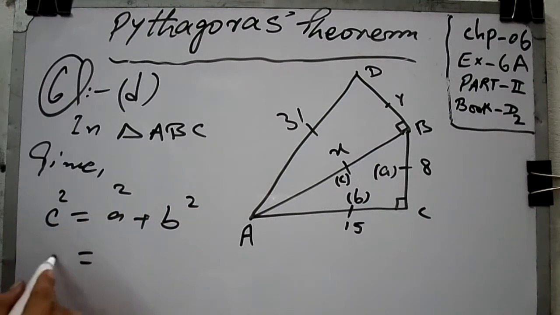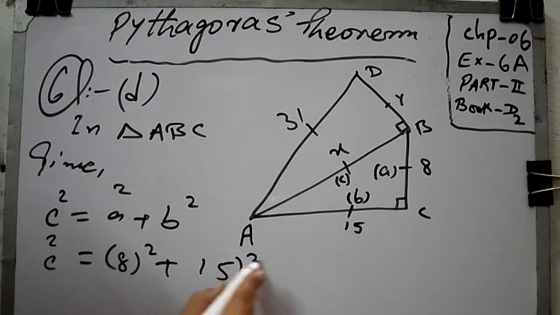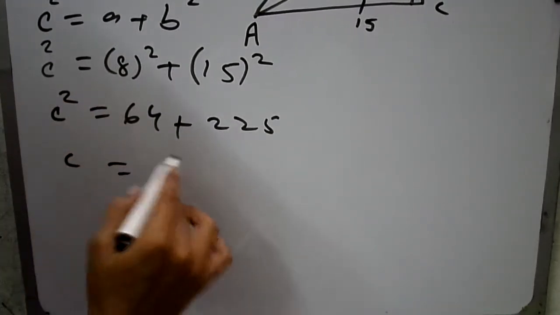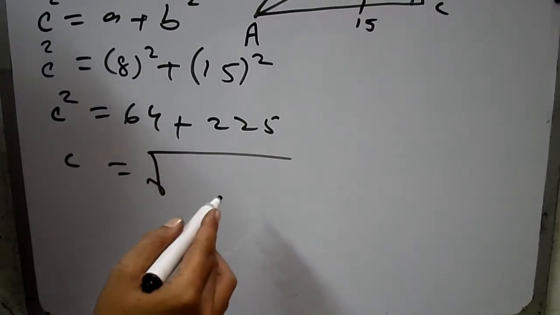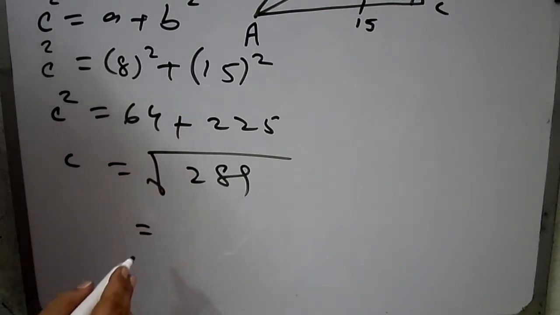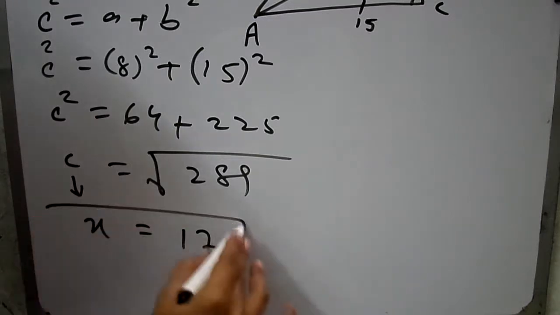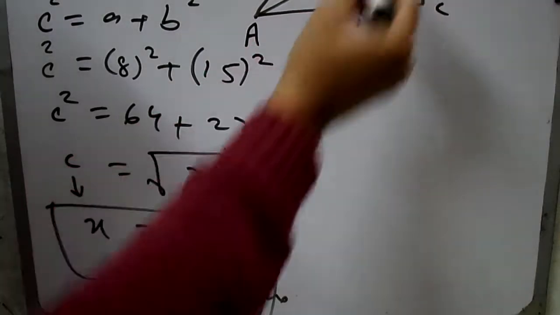So what is the value of C square? Putting the values, A is 8 and B is 15 square. So 64 plus 225, that is your C square, and the value of C is under root 289. So what is the value of C? Actually C is representing x, so the value of x is 17. So that is your result. Now we have to find the value of y also.